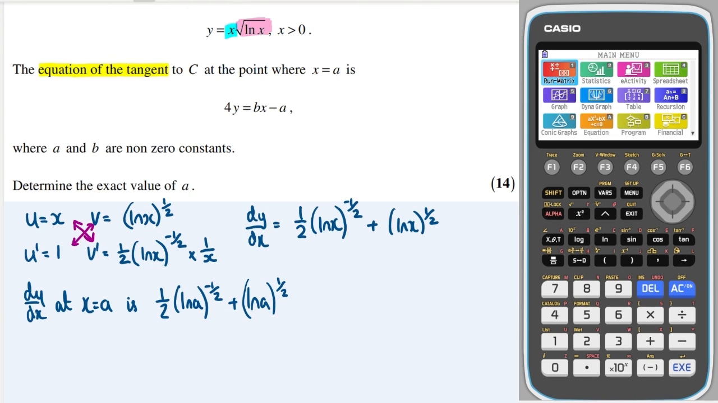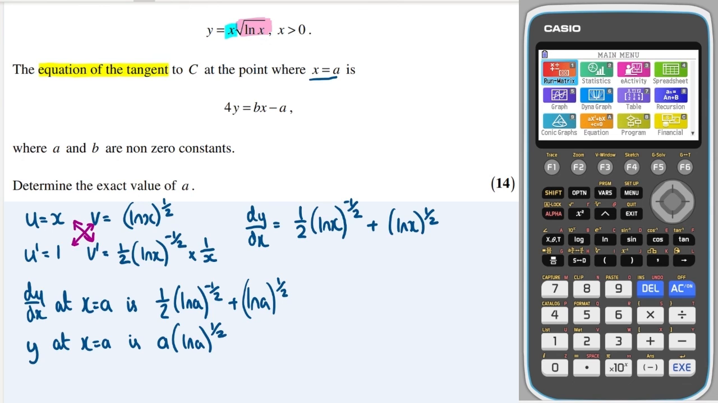Okay, and in order for me to work out a tangent, I need not only the gradient, but I also need an xy point. I have an x point, so I need to find its corresponding y value. So I'll do that by subbing that into the y equation. So y at x equals a is, sub in a for x, so I get a, open brackets, ln of a, and that is the square root, so that's the power of a half as well.